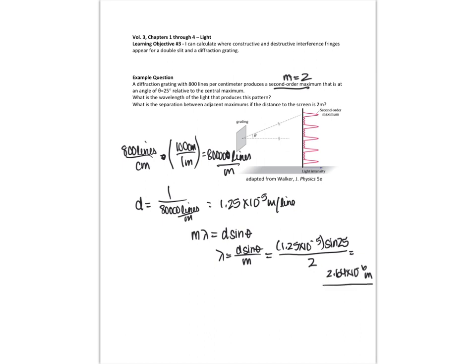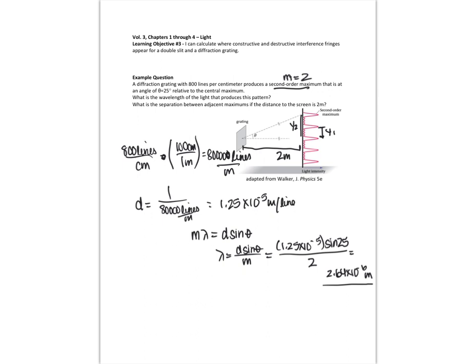For part B, we want to know the separation between adjacent maximums if their distance to the screen is 2 meters. So we're saying from here to here is 2 meters. And what we're trying to find is y2, and then let's also find y1. And we're looking for the difference between them to see how much they're separated by.